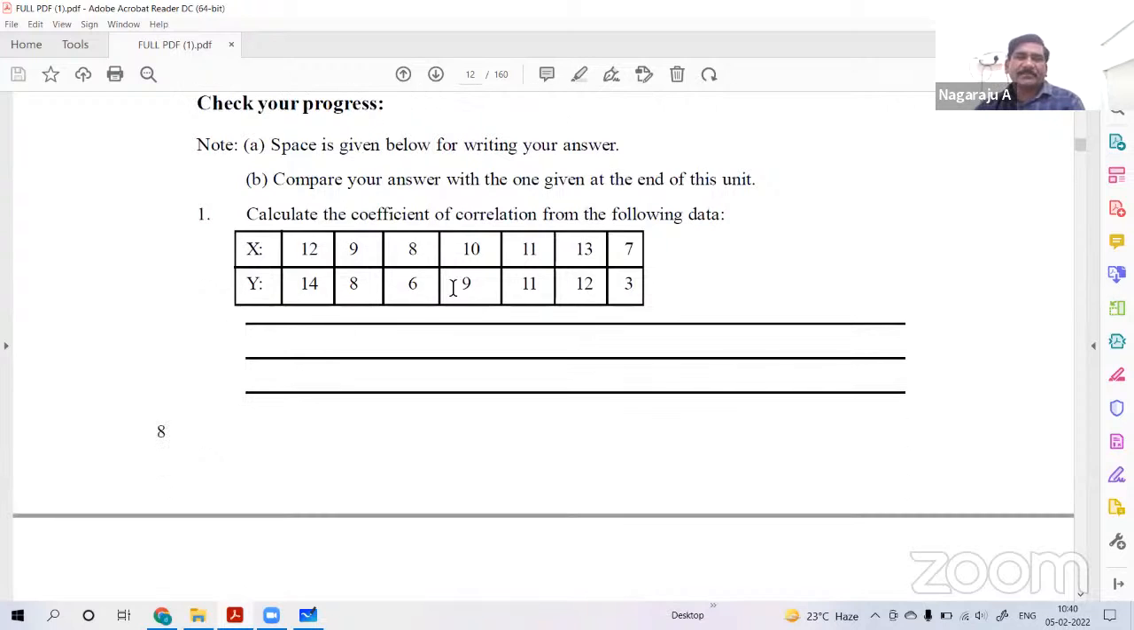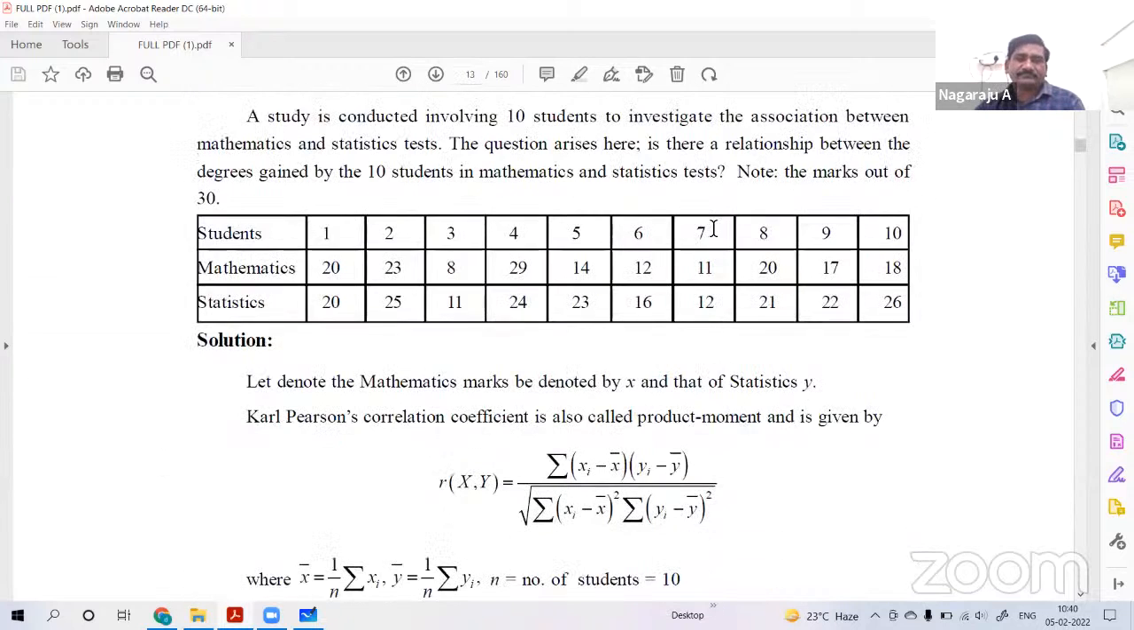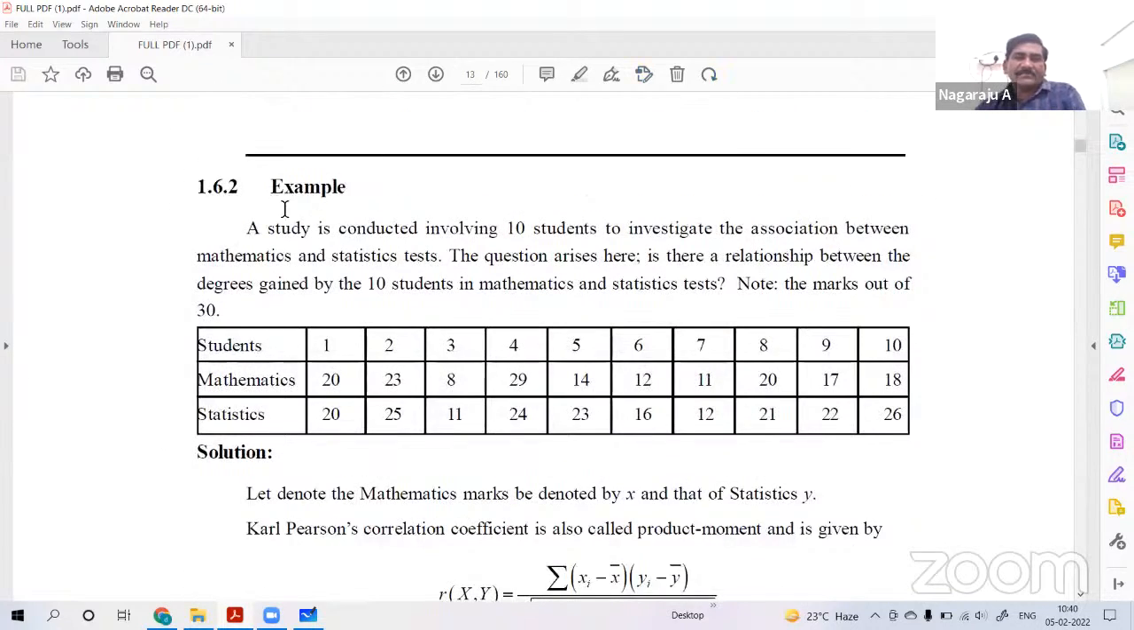Next, here is another example. A study of 10 students investigating the association between the mathematics and statistics tests. I conducted the tests, and the students got these marks. I am going to check whether both are equal, whether they agree or disagree, whether they are correlated or not, for the given data of the students in mathematics and statistics.